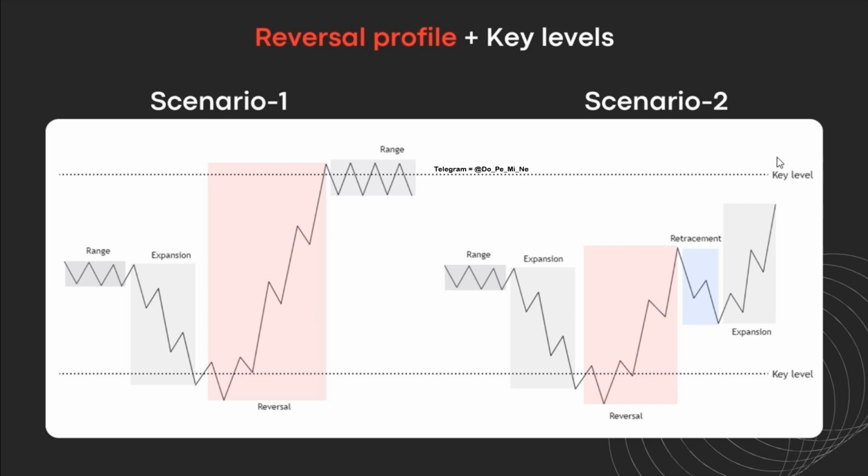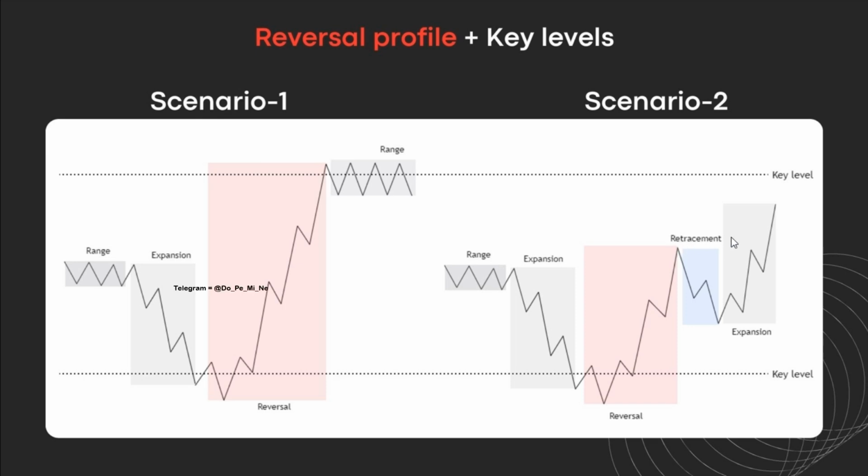In this case that reversal profile ends, and it ends inside a key level, right? You can see that this reversal profile has ended inside a key level. So in that case we can expect a range to form there, because the reversal profile has now ended, and now we can expect a range to form to cap the price swing. Similarly, in scenario 2, the reversal profile ends without testing a key level.